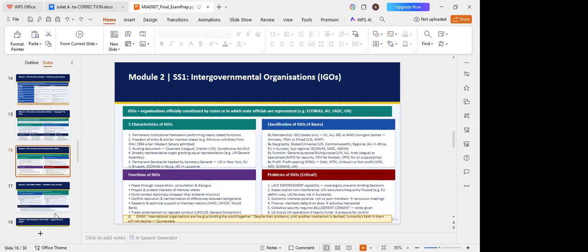So in essence, there are many intergovernmental organizations, but you should be able to distinguish the one that focuses on security, the one that focuses on economic cooperation, or other things. Understand? Intergovernmental organizations are divided into two: we have the global one and the regional one. Some are regional, like the AU, African Union, ECOWAS, the European Union, NATO, the North Atlantic Treaty Organization. But some cover the whole international system, the globe.